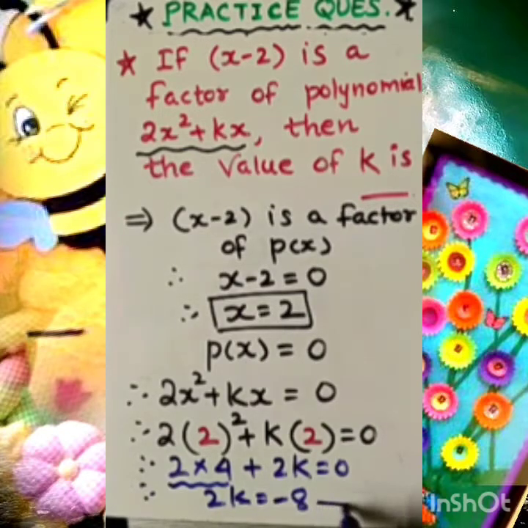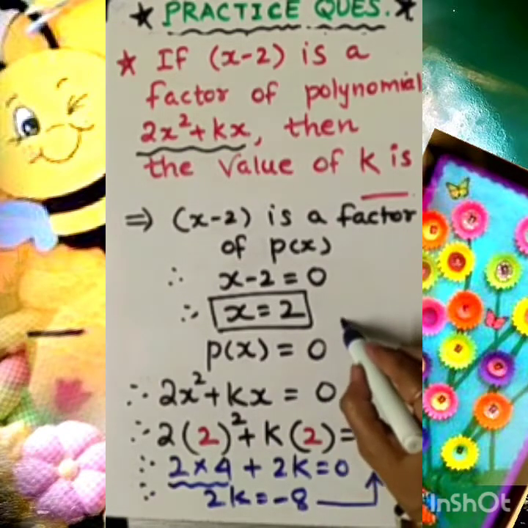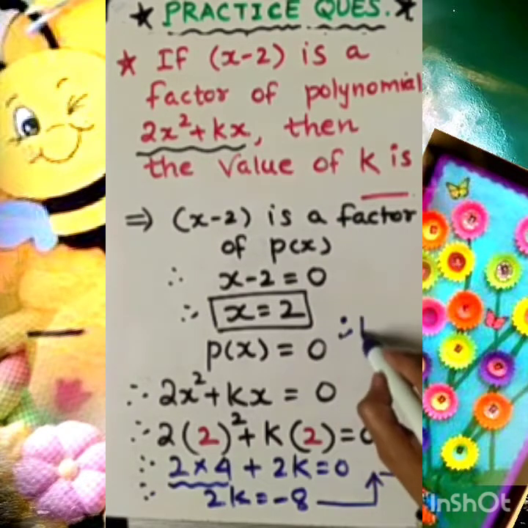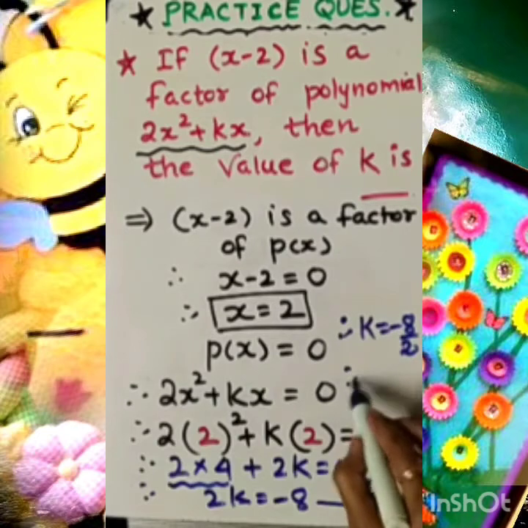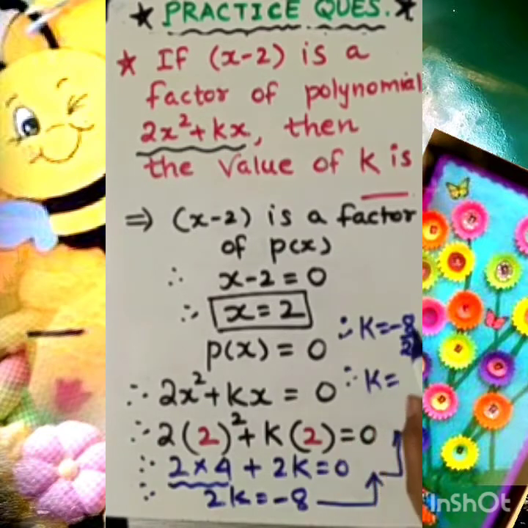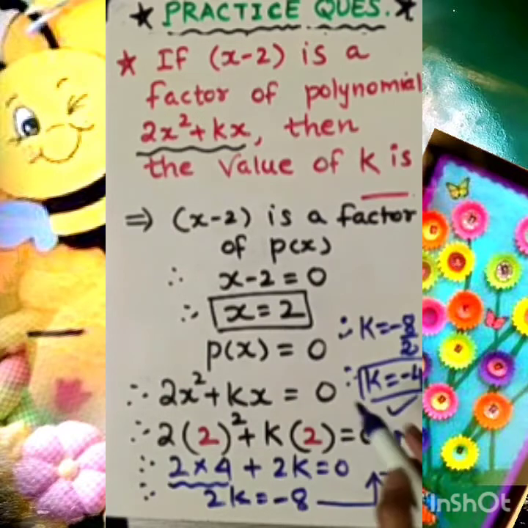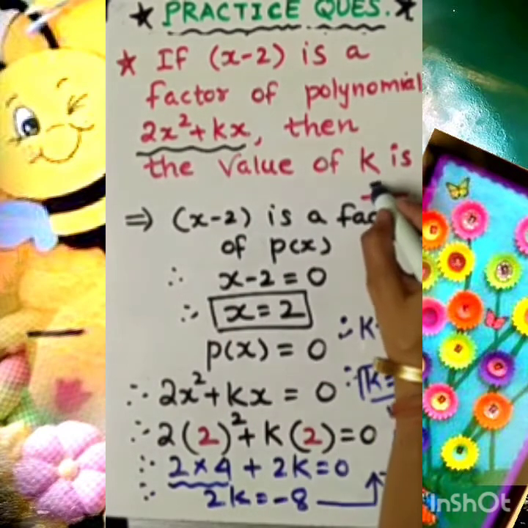So next step I am writing here. So next step is here I am writing 2k equal to minus 8. Therefore, k equal to minus 8 divided by 2. You know very well 4 2s are 8. So answer will be minus 4. The value of k equal to minus 4. So we need to mention here minus 4.